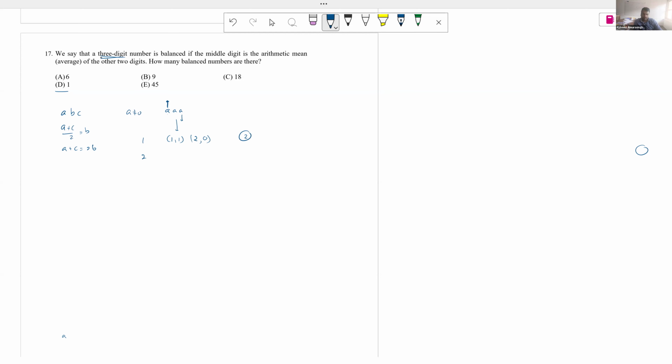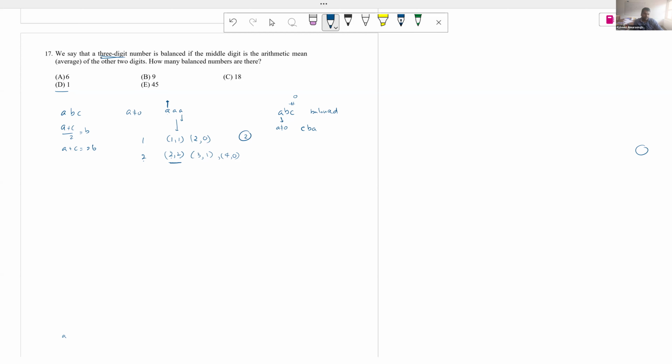For 2, how many of them are there? Well, you can have 2, 2. This will mean the balanced number is 2, 2, 2. So this is the first digit, second digit, and the third. And then you can go up, so you can go 3, 1, and then you can go 4, 0. Another thing that you have to keep in mind is if A, B, C is balanced, and let's say A is not equal to 0 or C is not equal to 0, then C, B, A is also balanced.